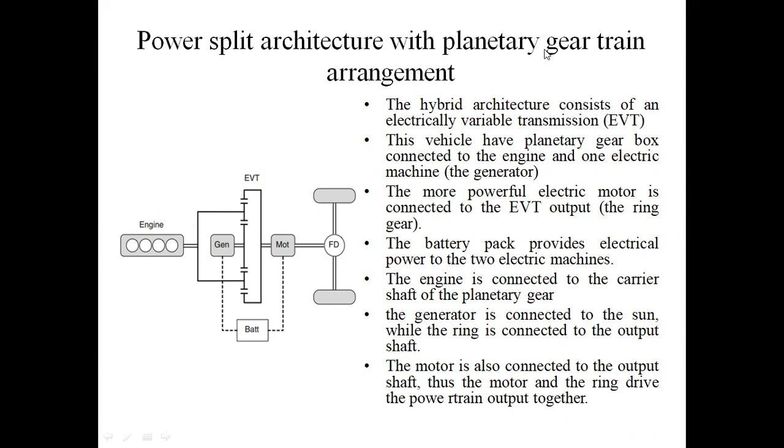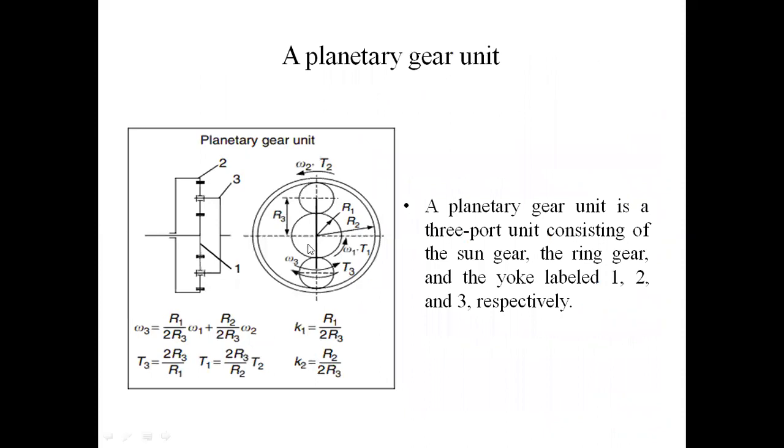First, I will explain this planetary gear train arrangement. This is the gear setup. In this gear setup, the planetary gear has 1, 2, 3. This big circle is 2, and this inner circle is 1. Here we have a total of 3. This large diameter is W2. The small diameter is W3. This one is W2, here W3, this middle one.